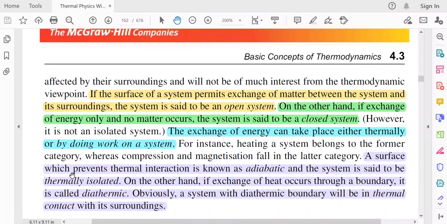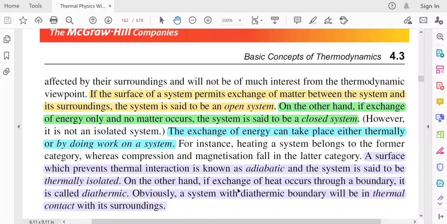A surface which prevents thermal interaction is known as adiabatic, and the system is said to be thermally isolated. This is a very important concept because we will discuss it later on in detail. So let us repeat the sentence again. A surface which prevents thermal interaction is known as adiabatic, and the system is said to be thermally isolated.